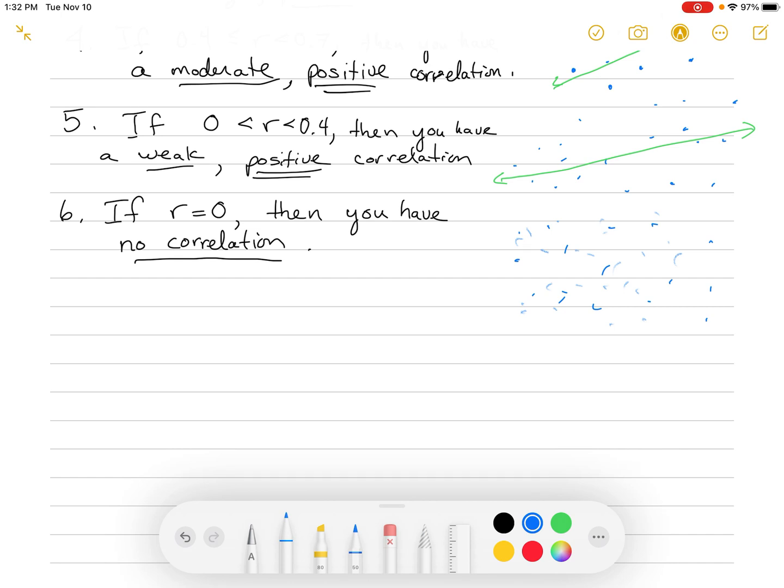Let's say number 7. What happens if R is less than 0 and greater than negative 0.4? Yeah, so the correlation coefficient can be negative. Then that means you have a weak negative correlation.